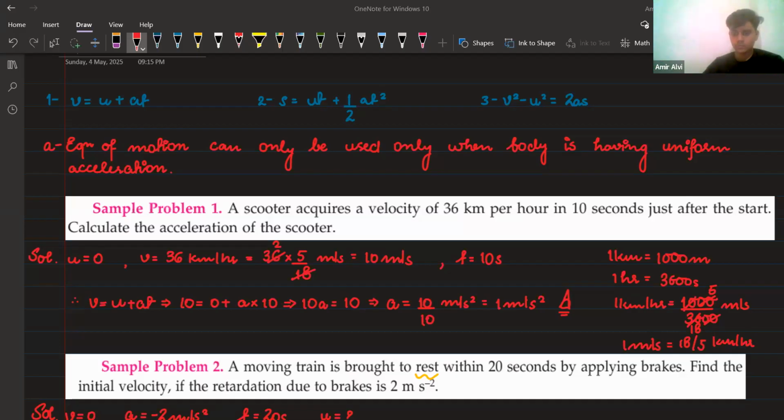Sir, how do you express retardation? Like for final velocity, we say v. So for retardation? Retardation would be denoted by a, but the retardation would be negative acceleration. Suppose the question says retardation of 5 meter per second squared, that means the acceleration would be negative 5. That's what retardation is. Got it? So it's acceleration, but in the opposite direction. That's why we call it retardation, because it slows down the body.